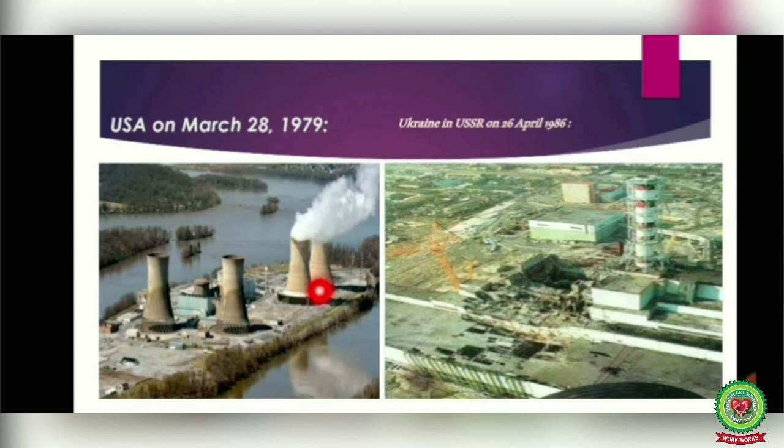There was misleading work done by a power plant operator, which resulted in the emission of radiations into the atmosphere. And this is Ukraine in USSR on April 26, 1986. A large amount of damage was seen here in Ukraine as there was a leakage of radioactive material.